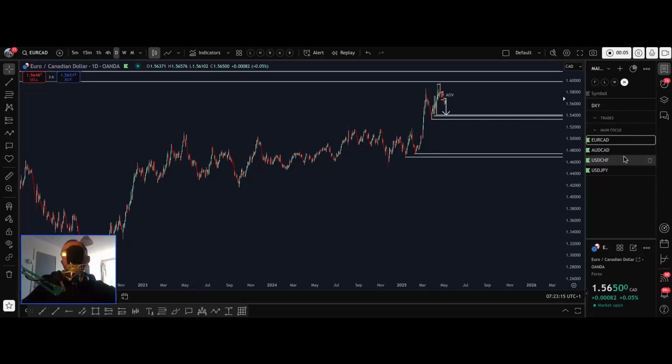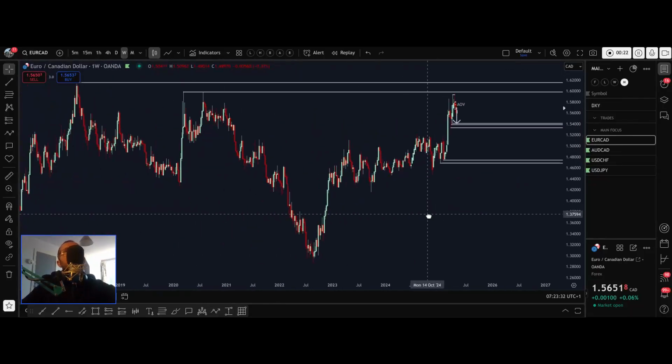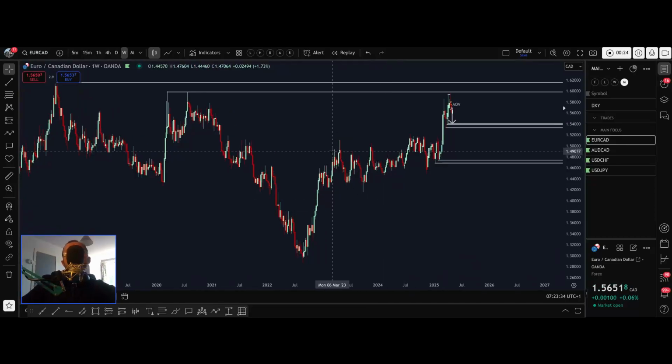So this morning I have 4 pairs on watch, and those are Euro CAD, Aussie CAD, dollar Swiss, and dollar yen. So the most likely to provide an entry at this moment in time appears to be Euro CAD. So I'm going to break this down for you now. I'm going to speed run through these to some extent, just because there's quite a lot to get through.